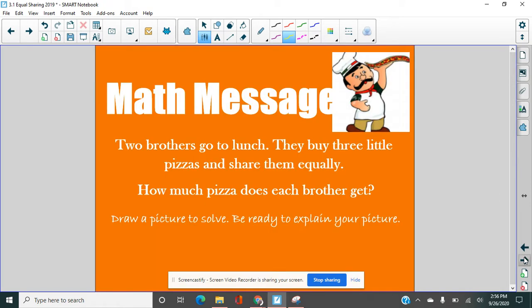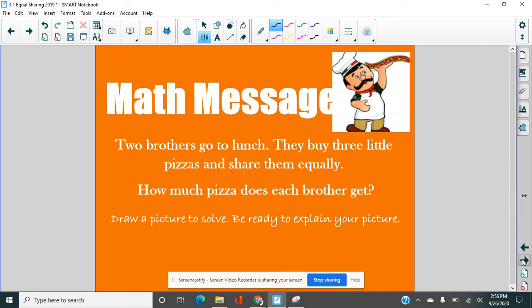Now, let's get into this question here. You're going to be able to use your notebook, right? You'll need your notebook because you're going to need to draw a picture to solve this. Go ahead and take a moment, read through this, draw a picture to try to solve it. Go ahead. All right, so let's talk about what these two brothers could do. These two brothers go to lunch and they get three little pizzas and they share them equally. And we have to be able to represent the amount of pizza that each one got.